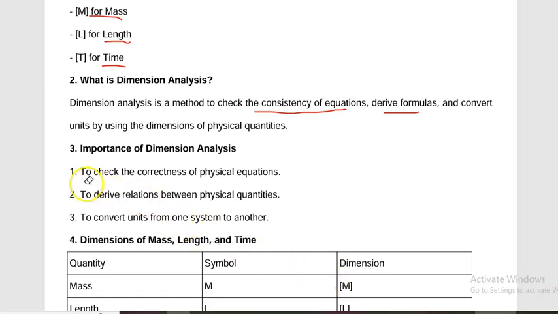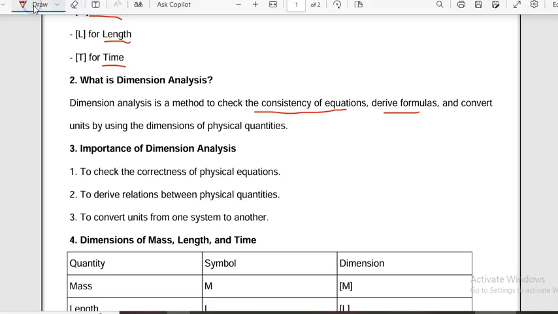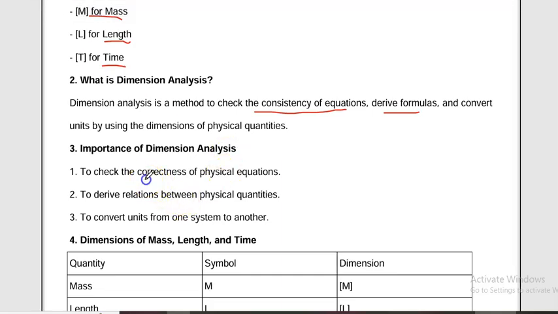So dimension analysis, one, is used to check the correctness of physical quantities. So when we want to know if a physical quantity is correct, we are going to use dimension analysis. This is going to make sense very soon when we start practicing exam questions. The other thing is that dimension analysis is used to derive the relationship between physical quantities. Wow, this is an interesting application of dimension analysis.